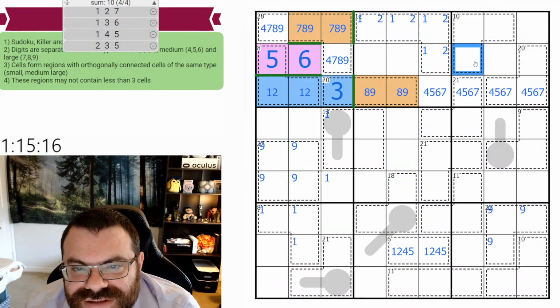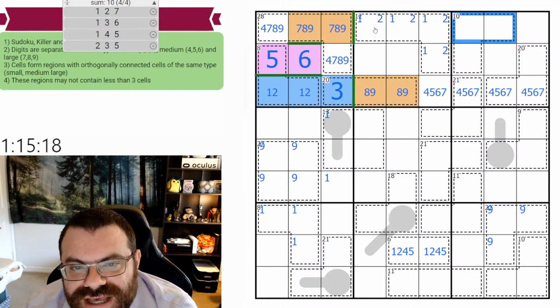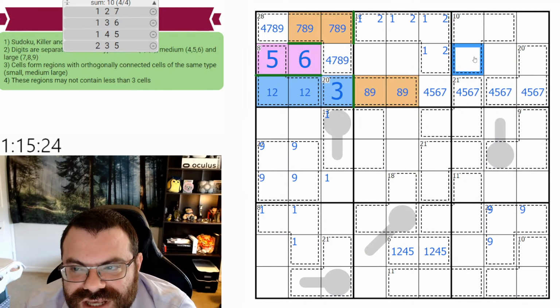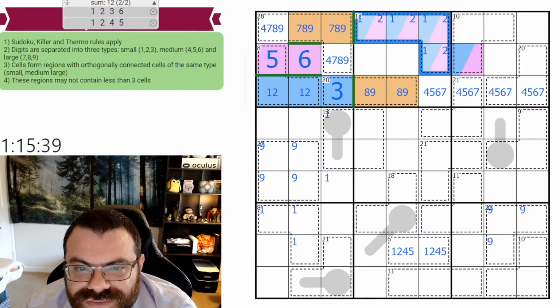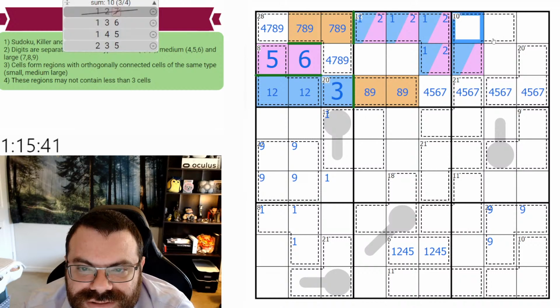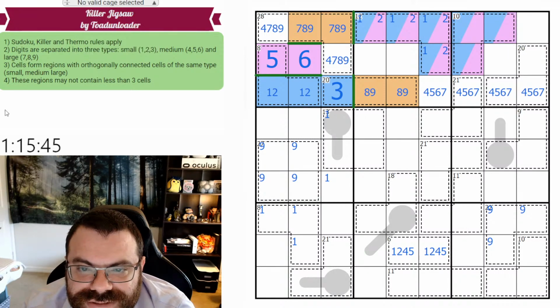If this was 7, then this would be 1, 2, and then we would have a 1, 2 from up here and 2 more 1, 2s here. So this can't be 7. So this is lower mid. Do I want to be marking that? This whole cage is lower mid. These are lower mid.